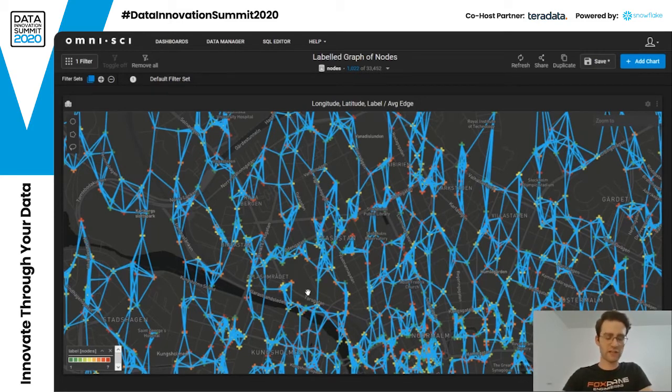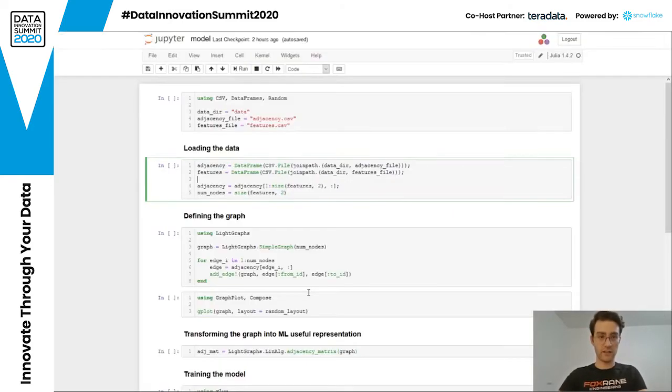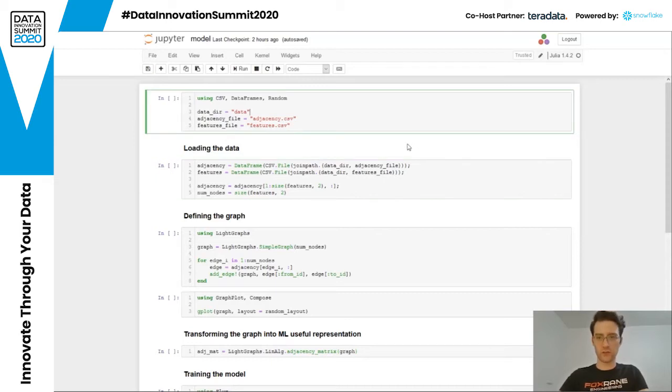To achieve all that, we need to write some code. So let's go ahead and take a look at some code. We will be using Julia for this demo. Julia is a programming language that we are pretty fond of here in Foxrane. It is very performant, and it has a very large ecosystem of packages that are doing all sorts of interesting things.